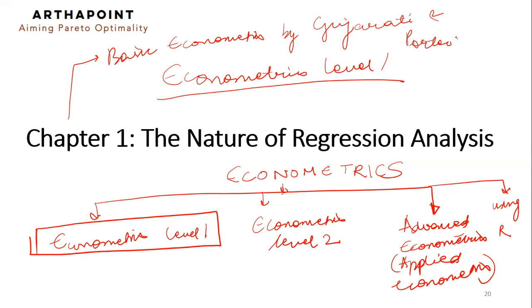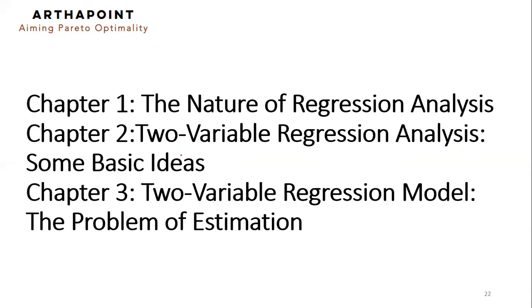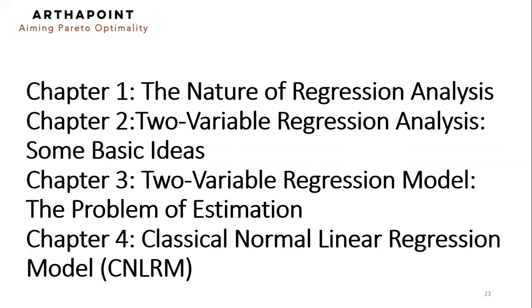Now, coming back to the course, I'm going to go ahead and cover chapter 1, which is the nature of regression analysis. I'm going to cover chapter 2, which is going to be two variable regression analysis. We're going to talk about what is the problem of estimation. How do you estimate these betas? What are the problems that you face? We're going to talk about the classical normal linear regression model. What are the assumptions that we have to make in the CNLRM model? What happens when these assumptions get violated?